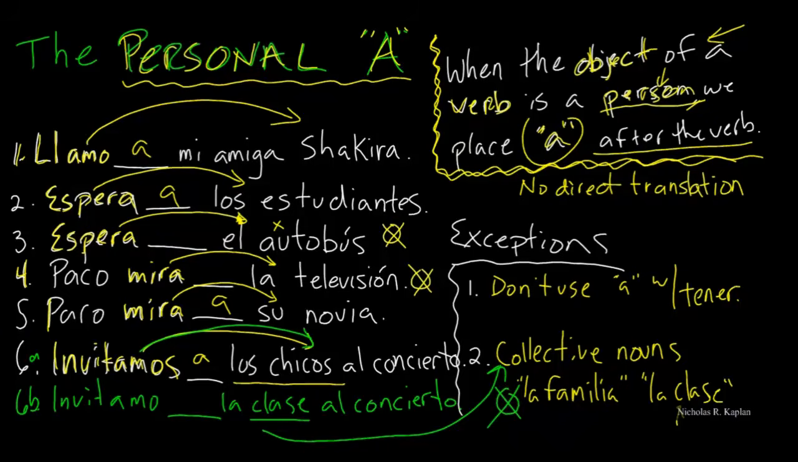Okay, the personal a. Use it when the object of the verb is a person or something that you are personifying or giving human qualities. Okay, go out, practice, try it. Let me know. Suerte.